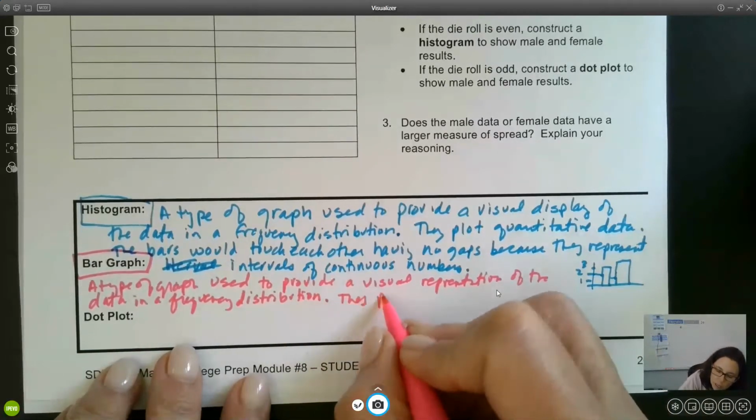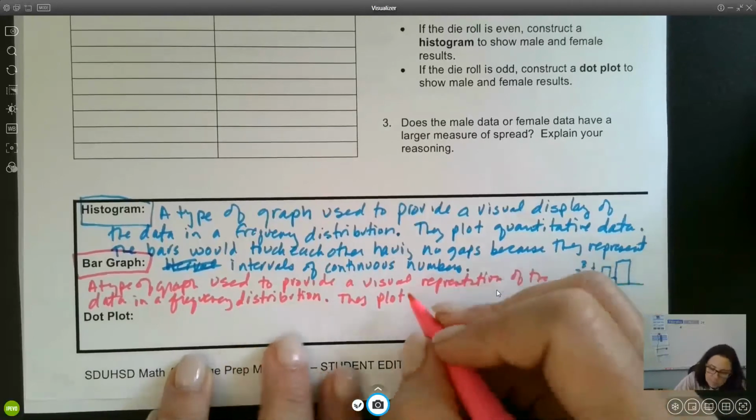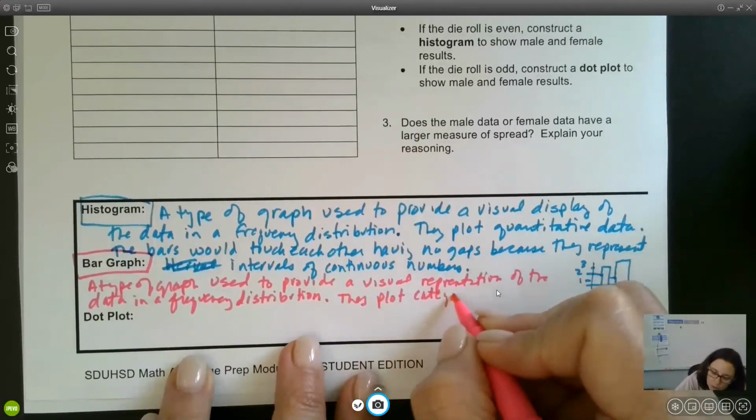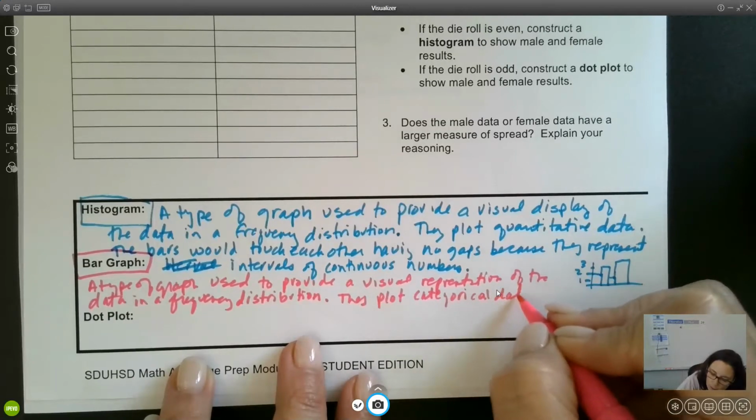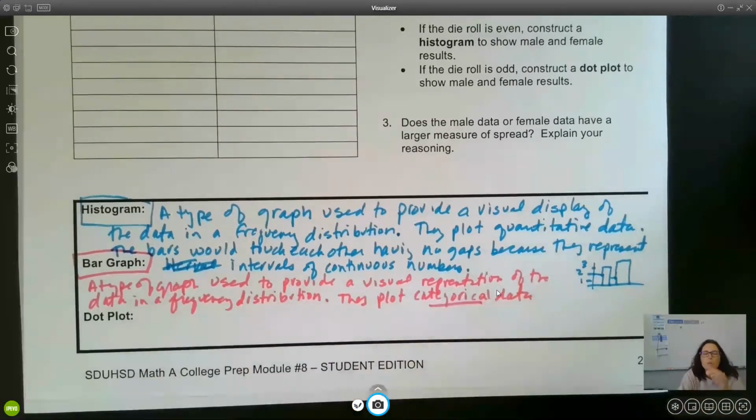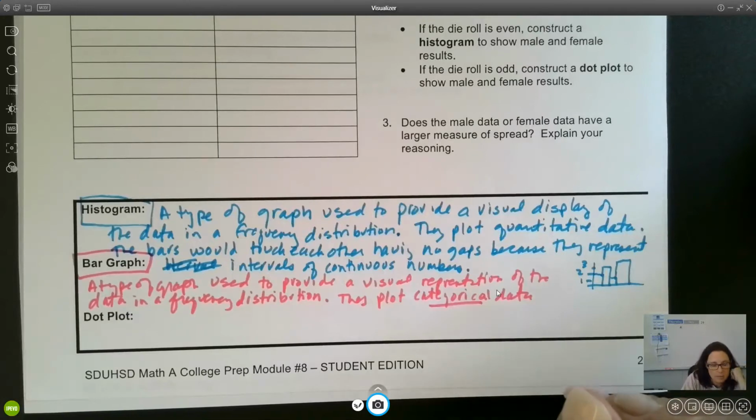They plot categorical data. Categorical data would be something like, if we're talking about pets, our categories could be dogs, cats. So that would be categories of pets.